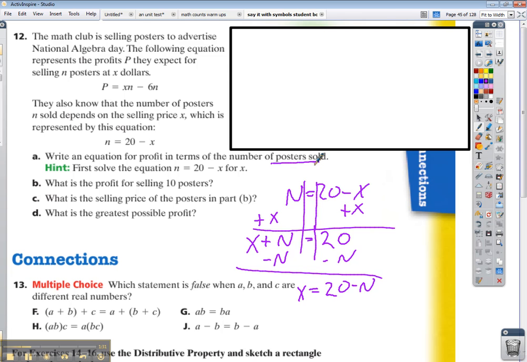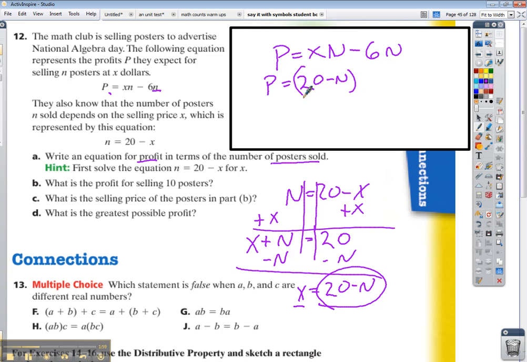So now, we are being asked to find an equation in terms of the number of posters sold and profit. So we want P, and we want N, we do not want X. So profit is equal to XN minus 6N. So instead of X, I can write this whole expression. So I'm going to substitute in 20 minus N times N, that's where this N came from, minus 6N.